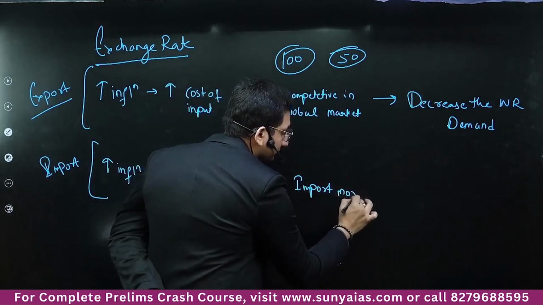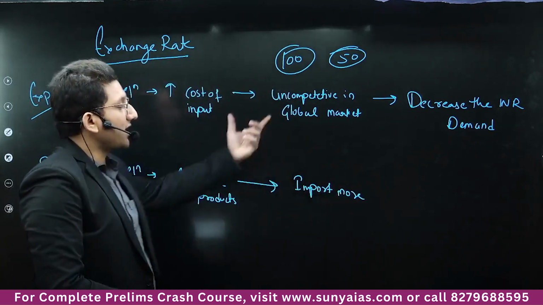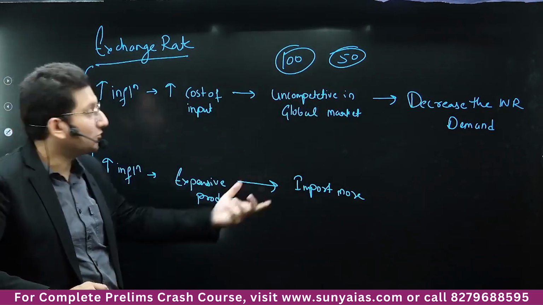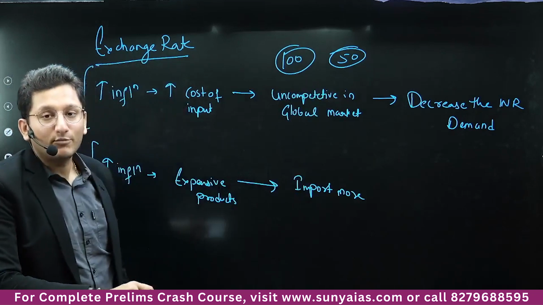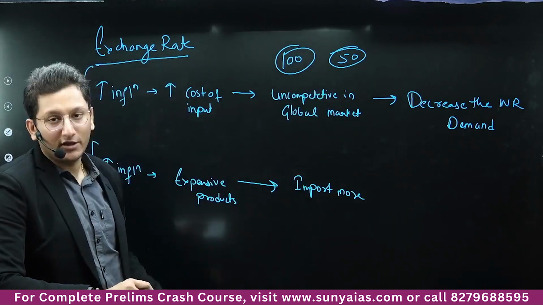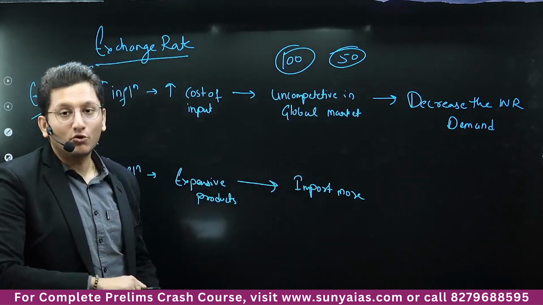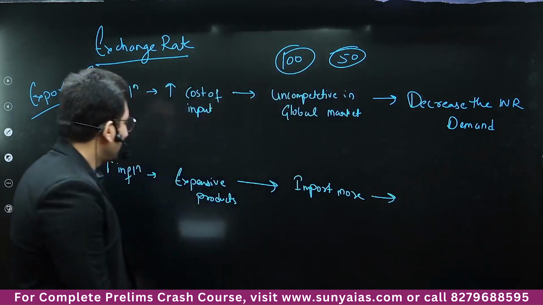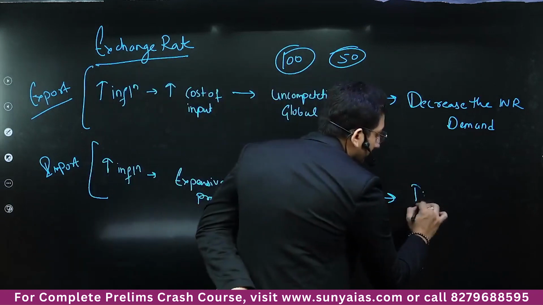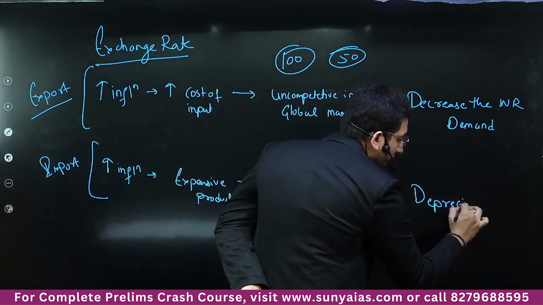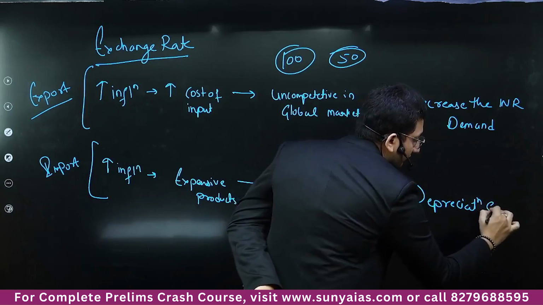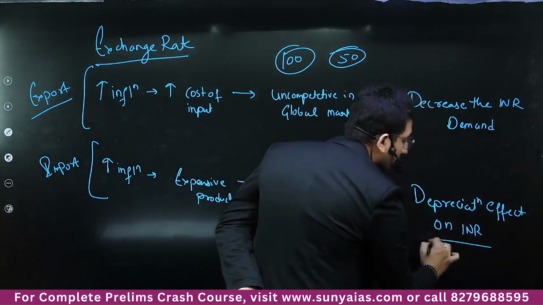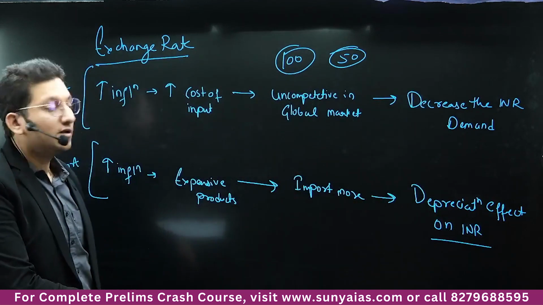more. Because suppose कीजिए, वही सेम एग्जाम्पल ले लेते हैं बास्केट का. अगर मुझे ₹100 में बास्केट मिल रही है, मैं इंडिया की बनी हुई बास्केट क्यों यूज करूंगा? I will purchase the basket made by China at ₹50, getting? So I will import more, and this will have an effect on our rupee, that is depreciation. Effect on INR, तो हमारी करेंसी की वैल्यू गिरेगी और क्या होगा?